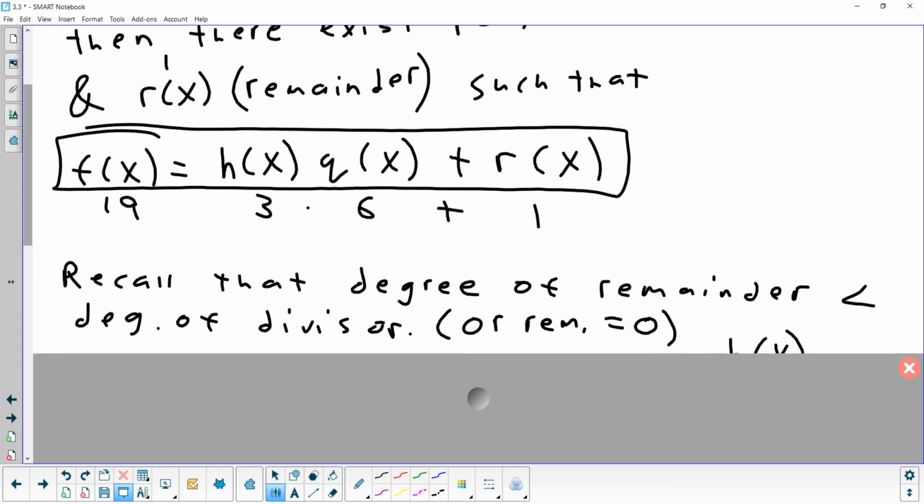So remember that anytime you do division, the degree of the remainder is always less than the degree of the divisor, or you end up with 0. We haven't ended up with 0 yet, but the degree of the remainder is always less than the degree of the divisor. That's how you know when to stop.